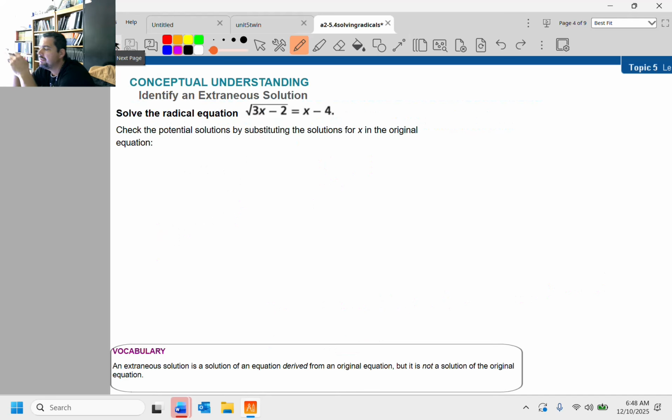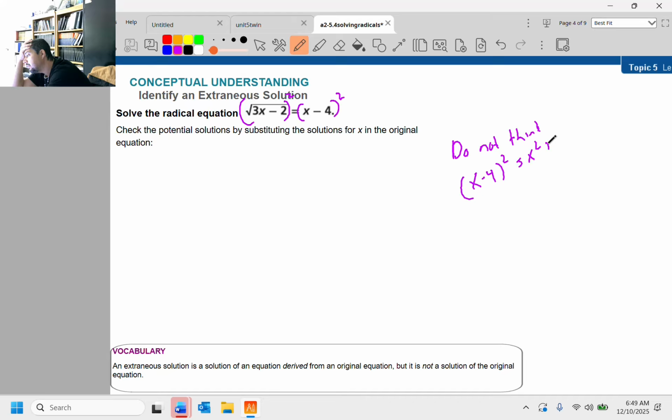Moving forward with our lives, identify an extraneous solution. So evidently this equation has an extraneous solution. We have a radical equation: the square root of 3x minus 2 equals x minus 4. What we're going to do is fix that square root by squaring. Now, do not think that x minus 4 squared is x squared plus 16. You failed my course. You will fail. Plain and simple. If you're going to square something, you write that bad boy twice.